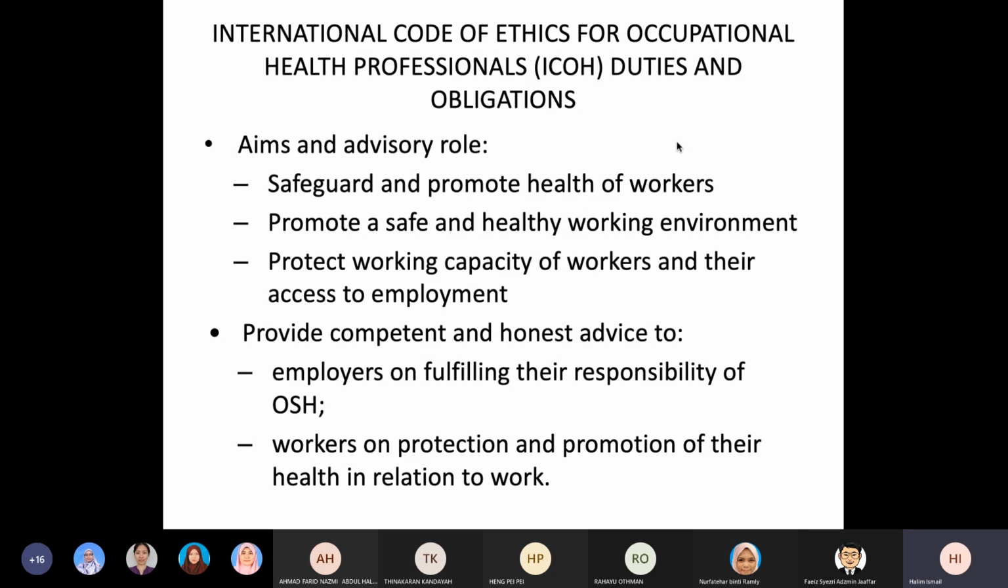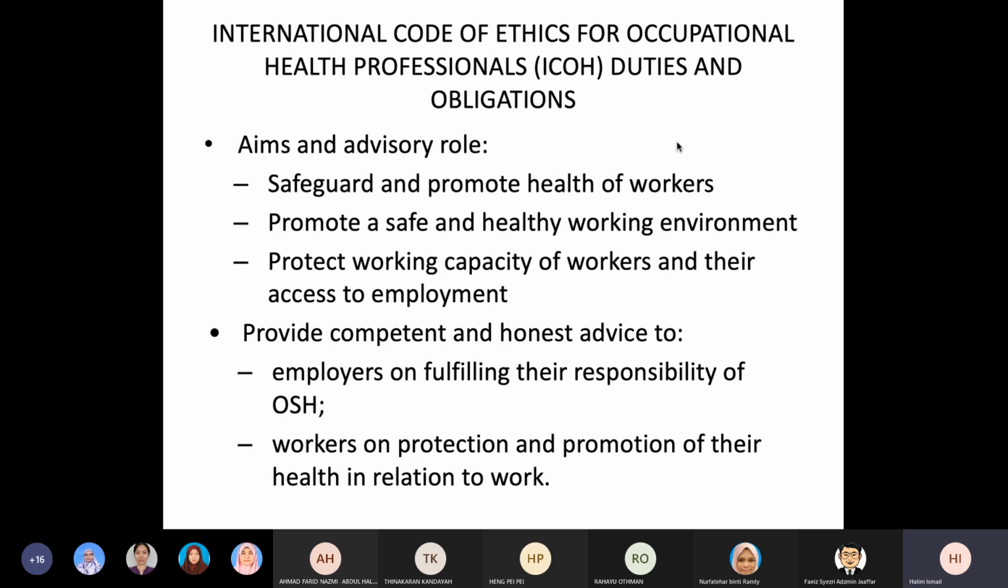Because injury, disease, disability, all those can affect the workers' employment status, right? If you have disease, sometimes you end up being medically boarded as a result of your disease, and as a result of your disabilities.